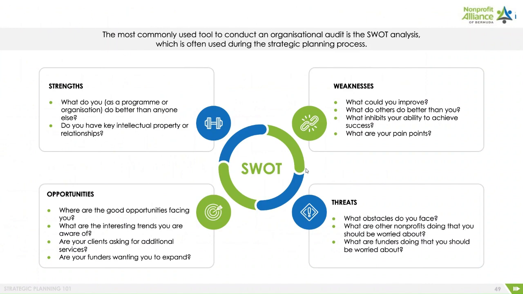The most commonly used tool to conduct an organizational audit is the SWOT analysis, and this is often used during the strategic planning process. What are the benefits of a SWOT analysis? Well, it considers your strengths. Specifically, what do you, your organization, or the programs of your organization do better than anyone else? Do you have key intellectual property or relationships?